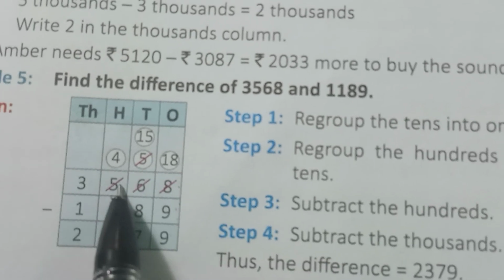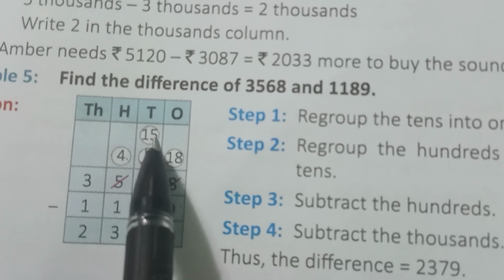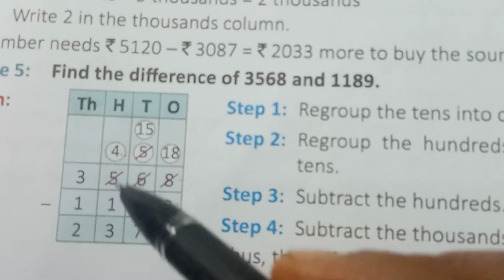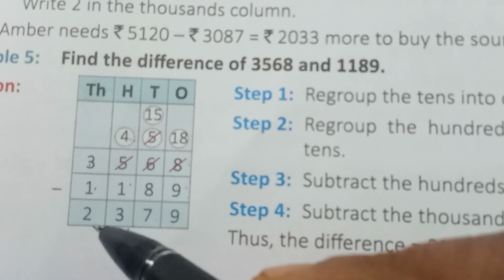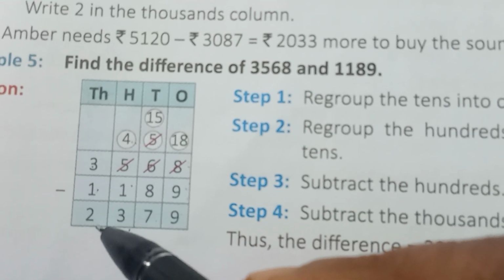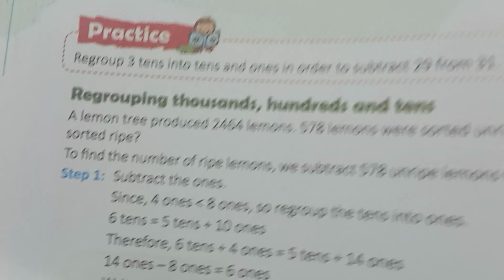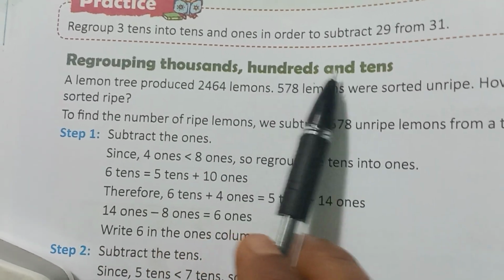So this 5 becomes 4 and this 5 becomes 15. Okay, now 15 minus 8, that is your 7. 4 minus 1, 3, and 3 minus 1 is your 2. So in this case children, we are borrowing. It's the case of regrouping.